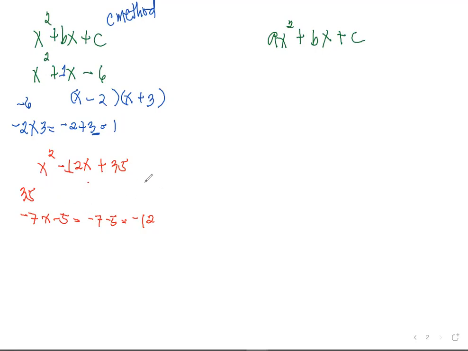Now first you need to factor the first term, which is x squared. So the factor of x squared is equal to x times x as usual. And then just put negative 7 and then negative 5, and that's it. This is now the final answer. So the factor of x squared minus 12x plus 35 is equal to x minus 7 times the quantity of x minus 5. Okay, so now let's proceed to ax squared plus bx plus c.